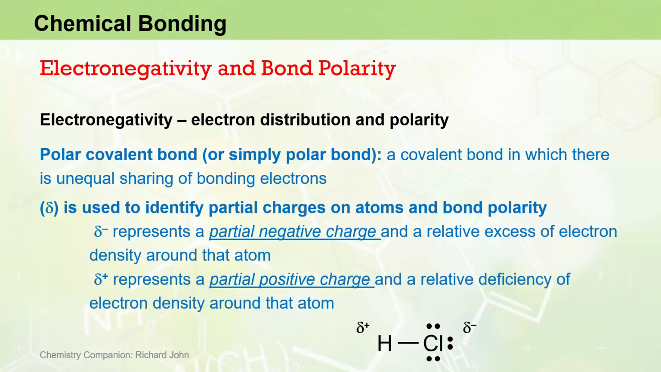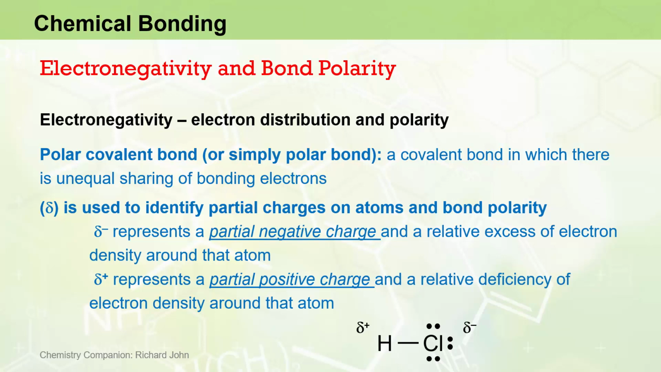Now, the HCl molecule is neutral overall and has no net charge, but the chlorine atom has a relatively high electronegativity value, and there is a relatively high electron density around the chlorine atom, giving it a partial negative charge. The hydrogen atom has a relatively low electronegativity value, and there is a relative deficiency of electrons around it, giving it a partial positive charge.